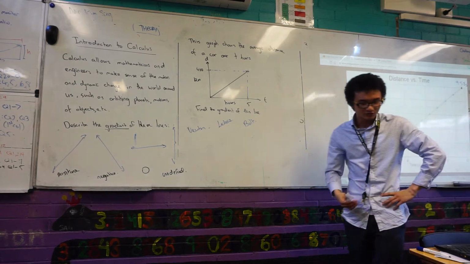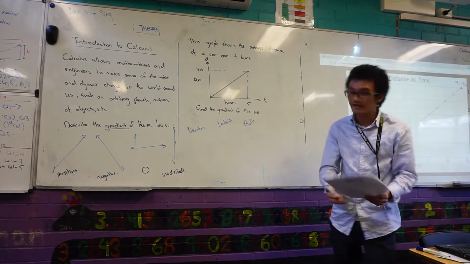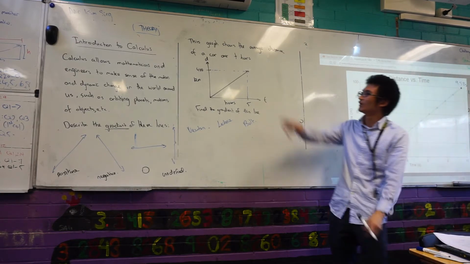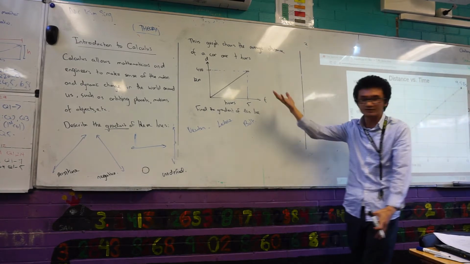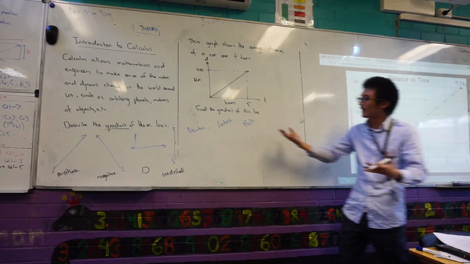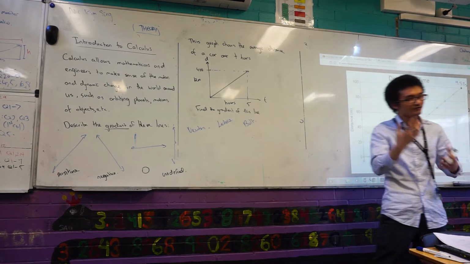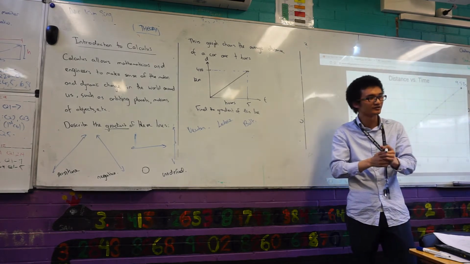Now, I said that in calculus we're looking at rates of change and how things change into another thing. So this graph over here is meant to represent when you're driving a car. And when you want to find the gradient of the line, generally how have you done that? How have you found the gradient previously? What do you need?